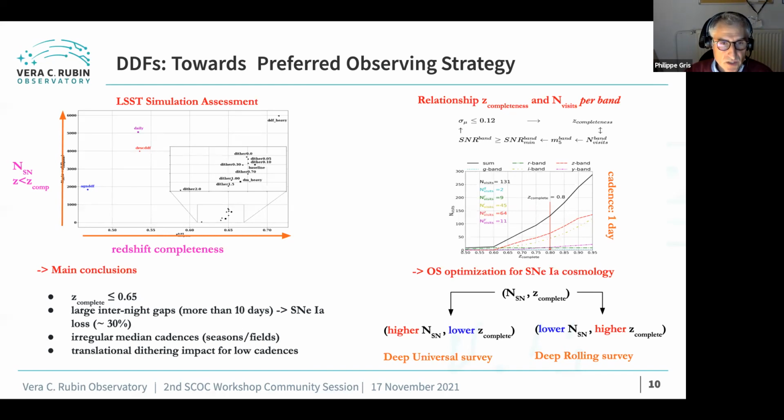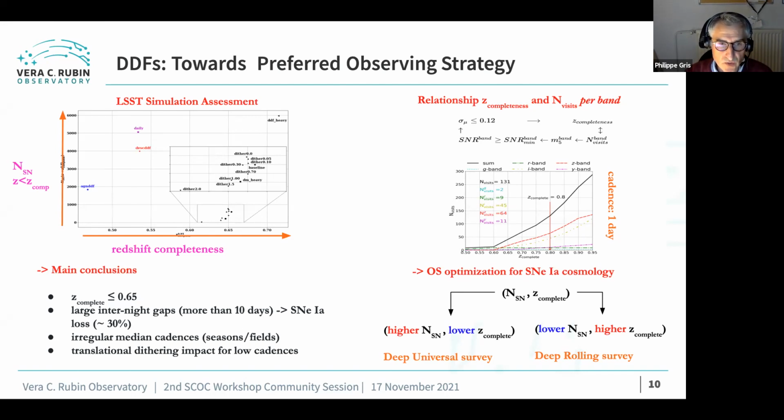We also saw large inter-night gaps in the simulation, more than 10 days for some of them, and it's really harmful for supernovae. We can lose up to 30% of the total number of supernovae, and this is due to the fact that the sampling, when you have a large inter-night gap, is not good. And if the sampling is not good, the distance measurement that we extract from the light curve is not accurate enough to integrate the supernovae in the Hubble diagram.